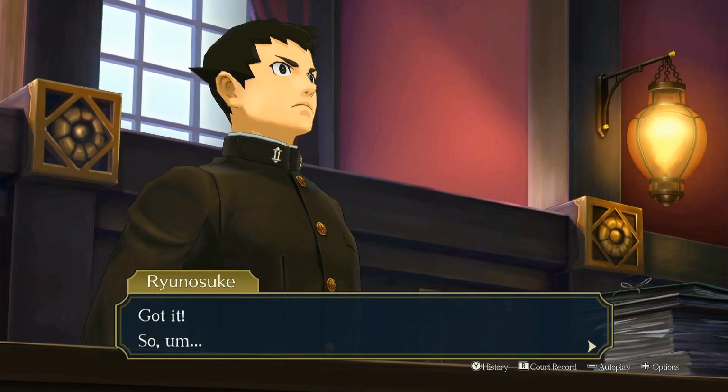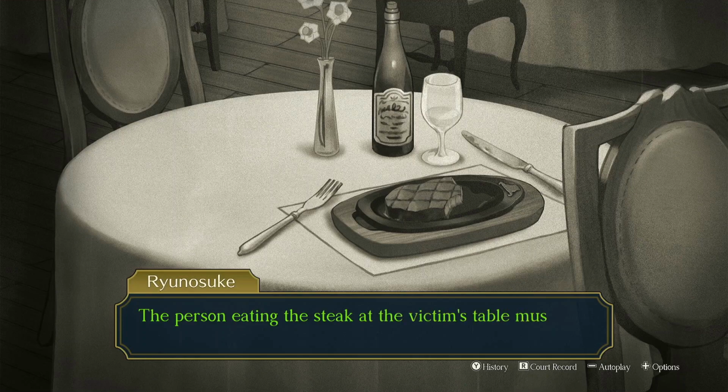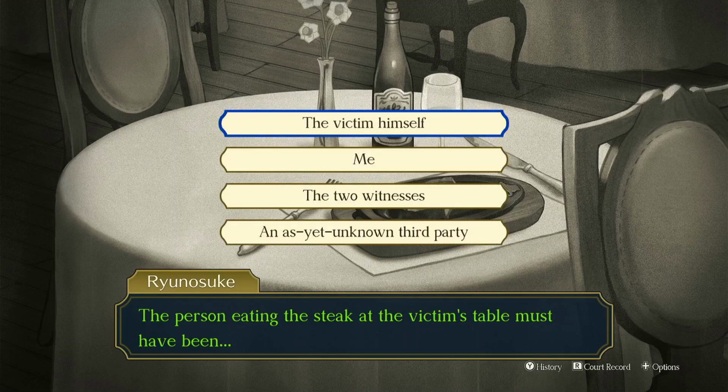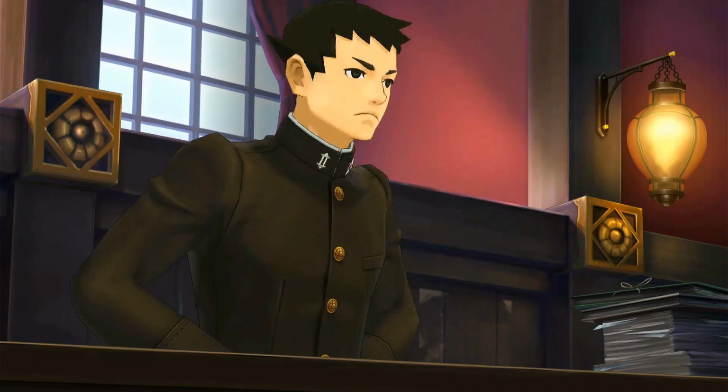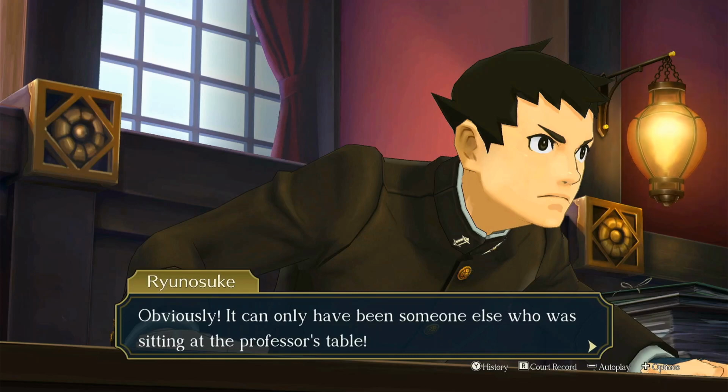Got it. So, the person eating the steak at the victim's table must have been... Well, it couldn't be the victim himself, and it certainly couldn't be me, and it couldn't be the two witnesses because they were at the next table over. It has to be an as yet unknown third party. Obviously, it could have only been someone else who was sitting at the prosecutor's table.